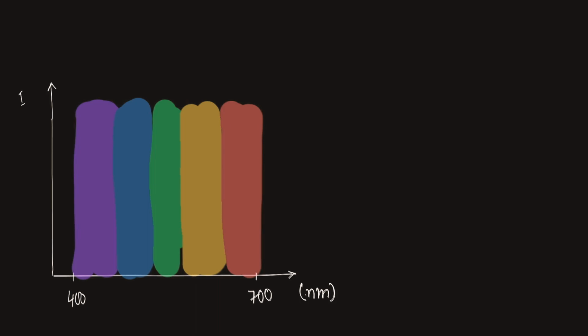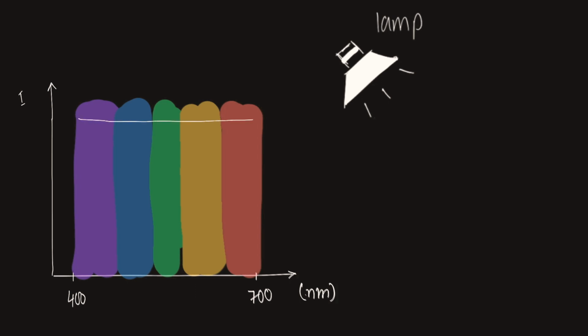So let's say I have a lamp which is shining white light. On the graph I'll end up seeing a straight horizontal line. Why? Because all of these colors are in equal intensity and they mix together to form white light that's coming out of this lamp.